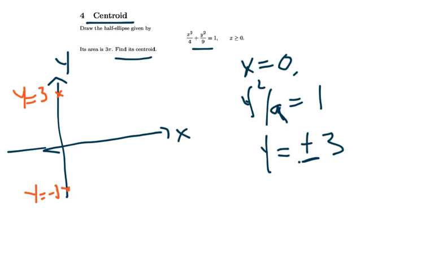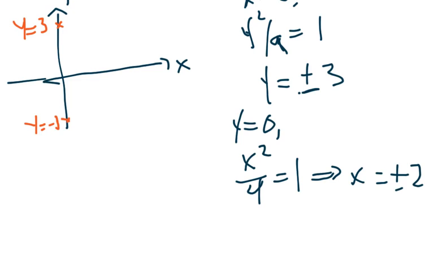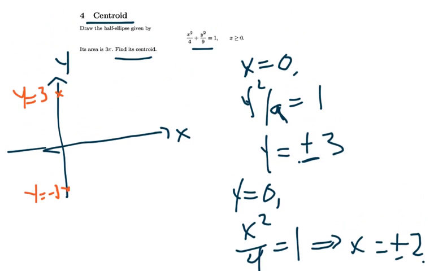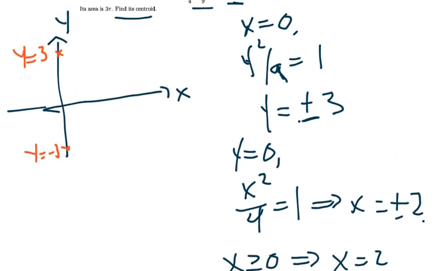And then to find the x-intercept, I'm going to set y equals 0, and I have x squared over 4 is equal to 1, where x is equal to plus or minus 2, but we're on this part, x greater than or equal to 0, so x is equal to 2. These are the only x-intercept.